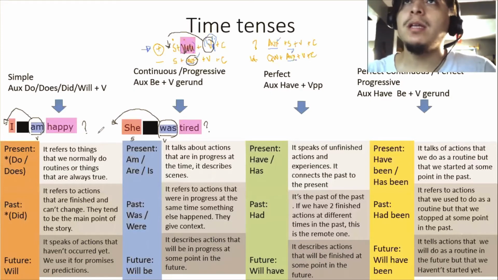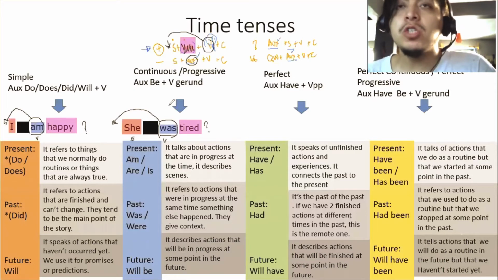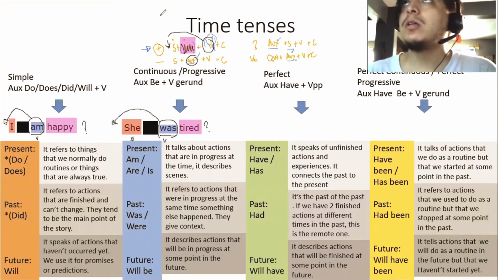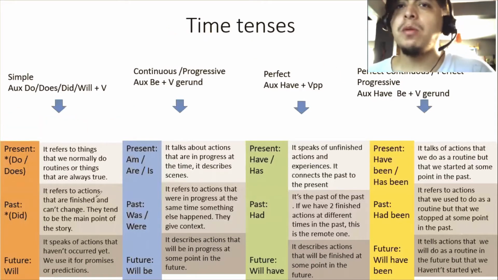The verb to be in the simple present and in the simple past never, ever uses the auxiliary do, does, or did. The verb to be works as if it was an auxiliary. It's like doing a double function. It's being the auxiliary and it is also being, at the same time, the verb, okay? So let me erase all of this and let's move on to the future.